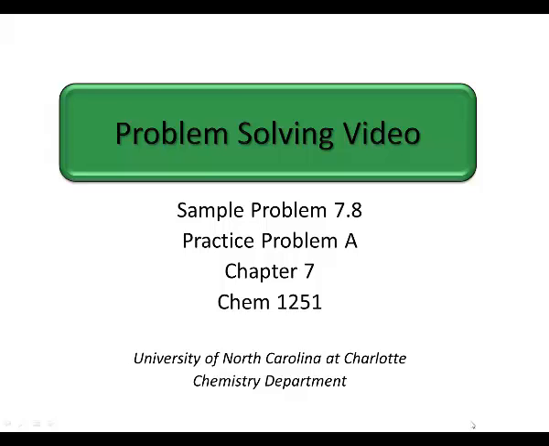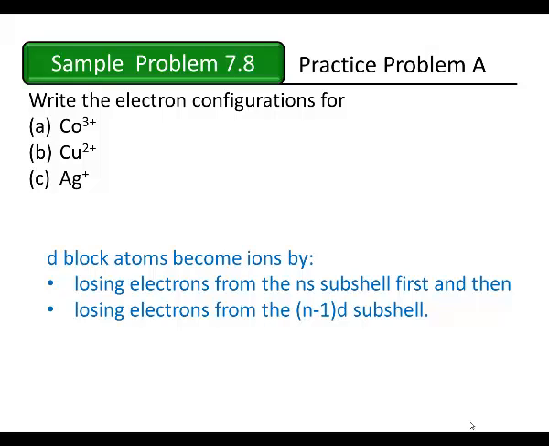The video solution for practice problem A that accompanies sample problem 7.8 that appears on page 295 of your textbook. We're asked to write some electron configurations for ions. All of these ions that we see in this problem are transition metal cations, and there's a principle that we'll need to keep in mind as we look at all of these examples.